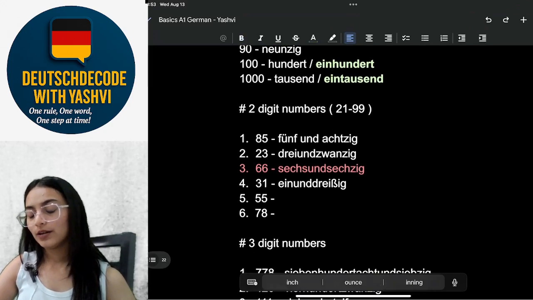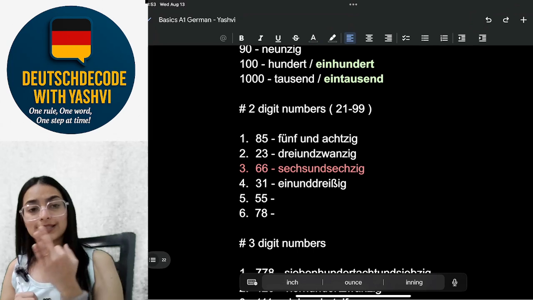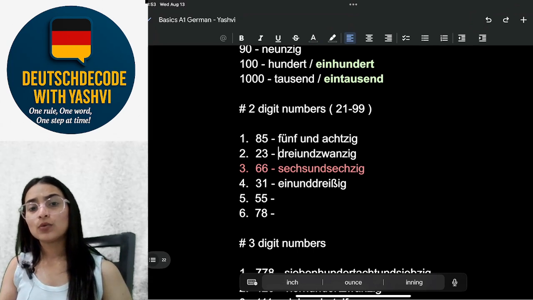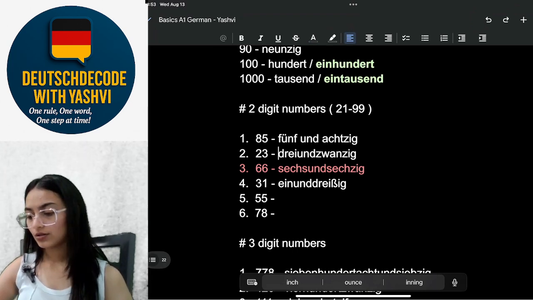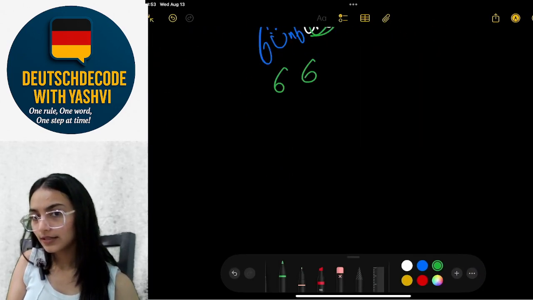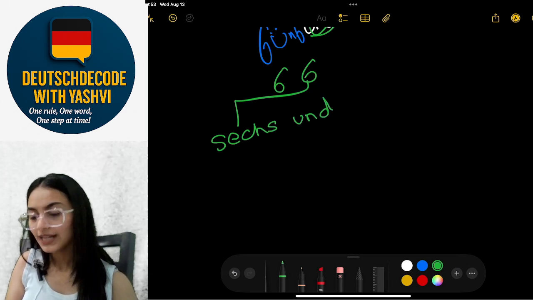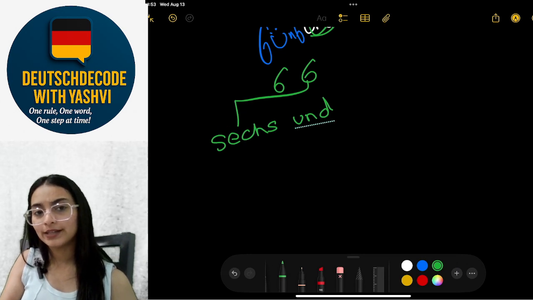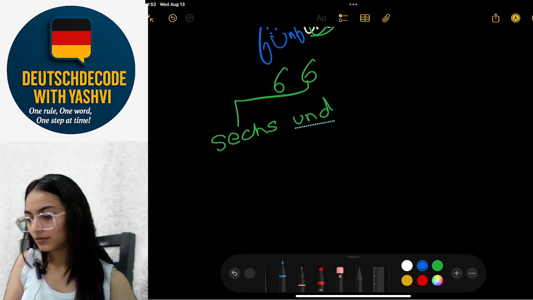Here, if you want to just write 23, so it's 3 und 20. It's 3 and 20. If you have to add 66, again, just be careful. 6 und 60. I'll explain this. It's 66. So first it's 6, then it's und. It's a one word, but I'm just writing with space so that it's easier for you guys to understand. Then it's 60.